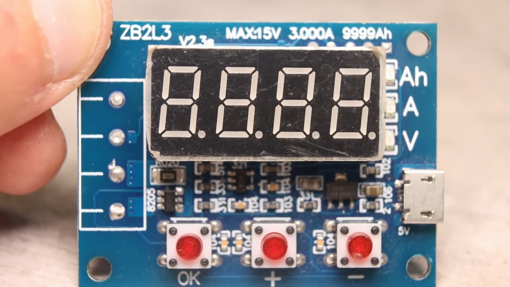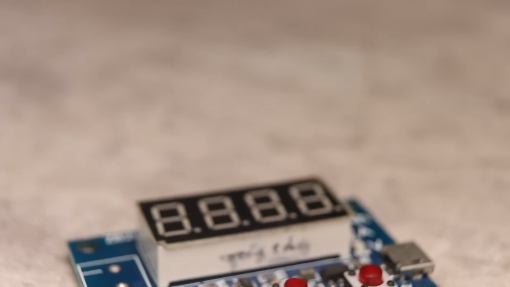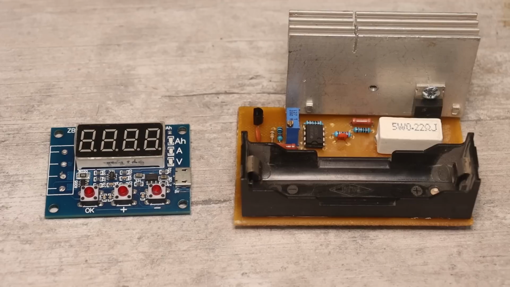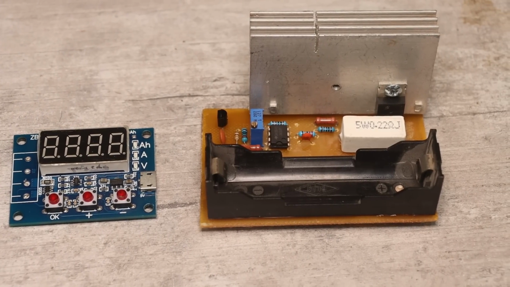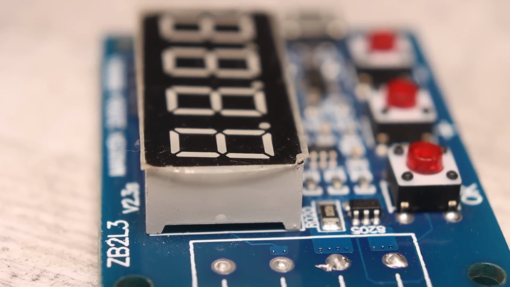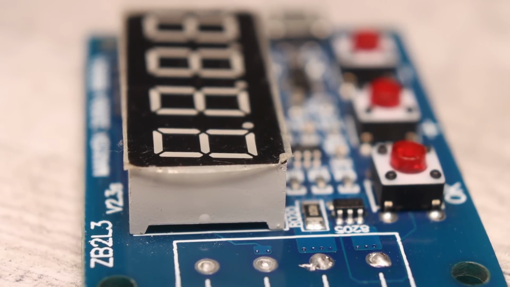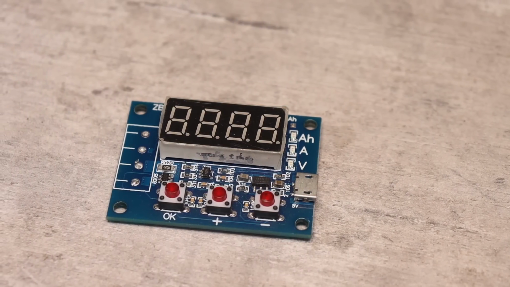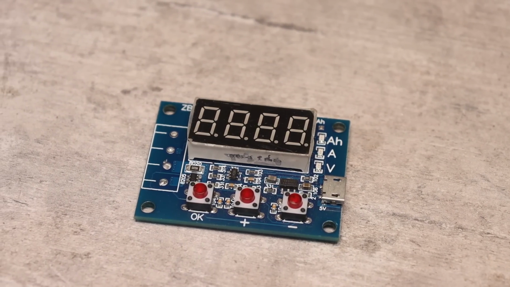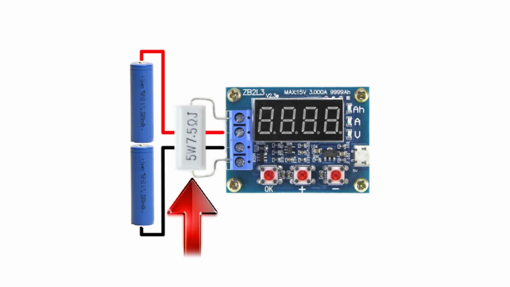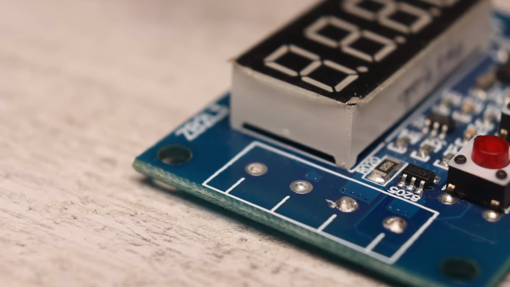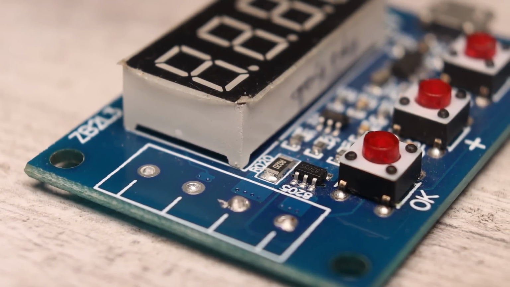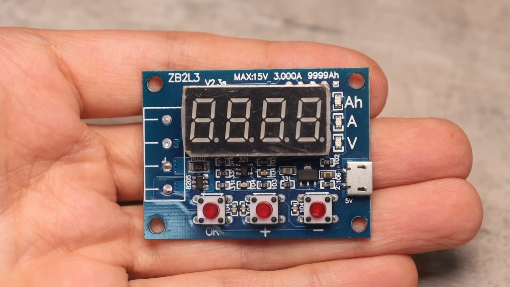These modules can measure capacitance. You can set the discharge and voltage, and calibration is also available. The parameters of our discharge device are limited by the ZB2L3 module and they are as follows. The maximum current is 3 amps, but the module itself can't regulate the current. It is set by the load resistor and isn't stabilized. The maximum voltage of the discharged battery is 15 volts, module operating current less than 70 milliamps.